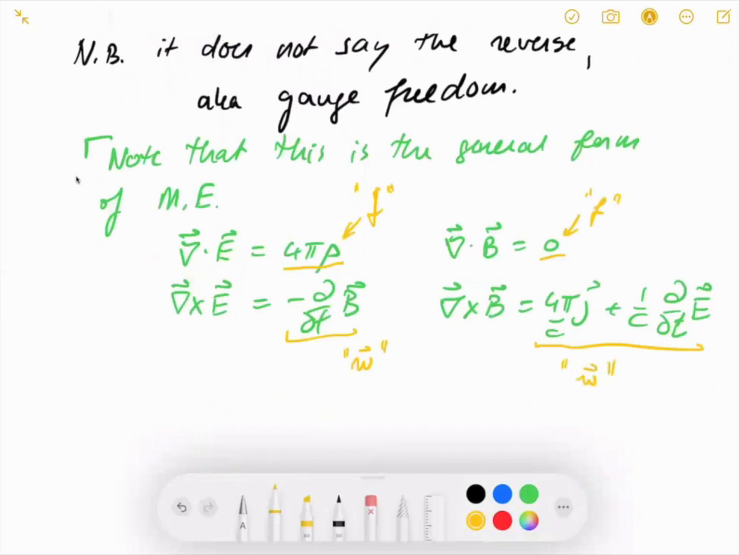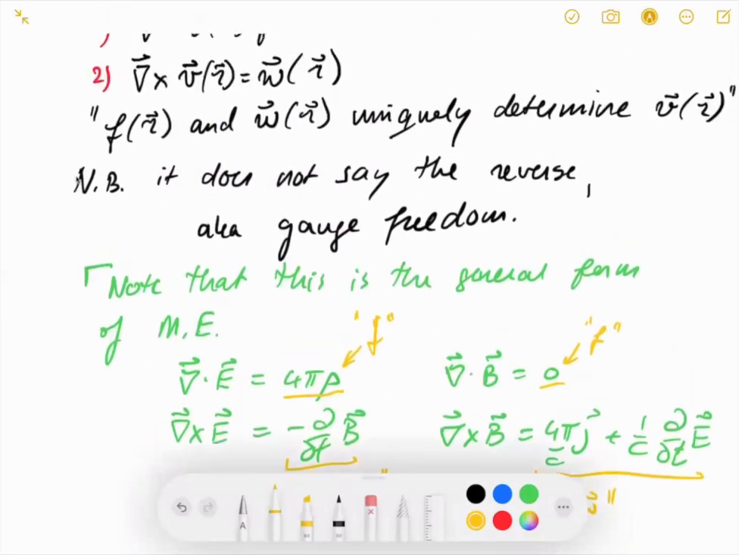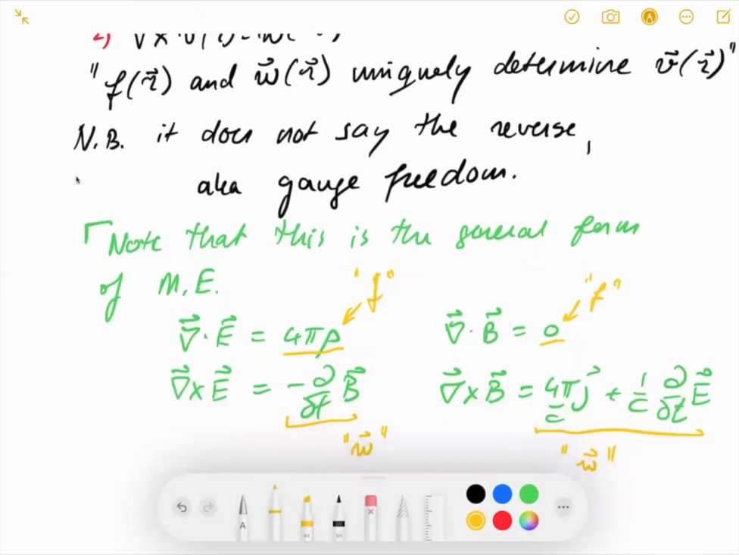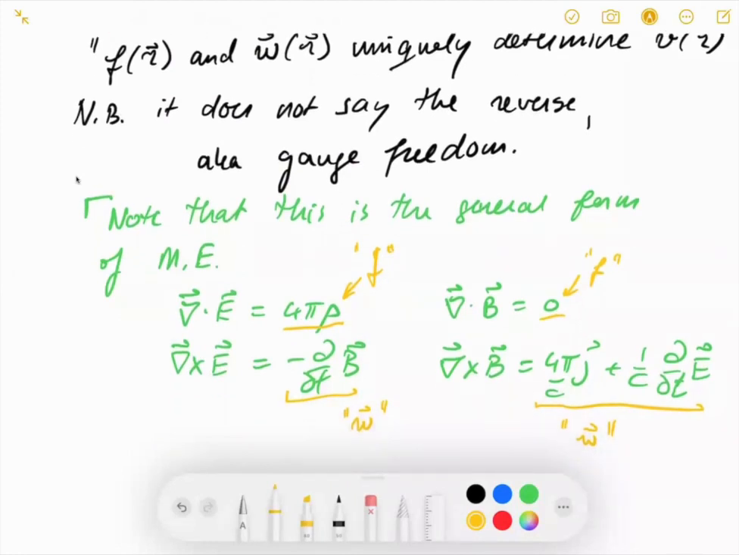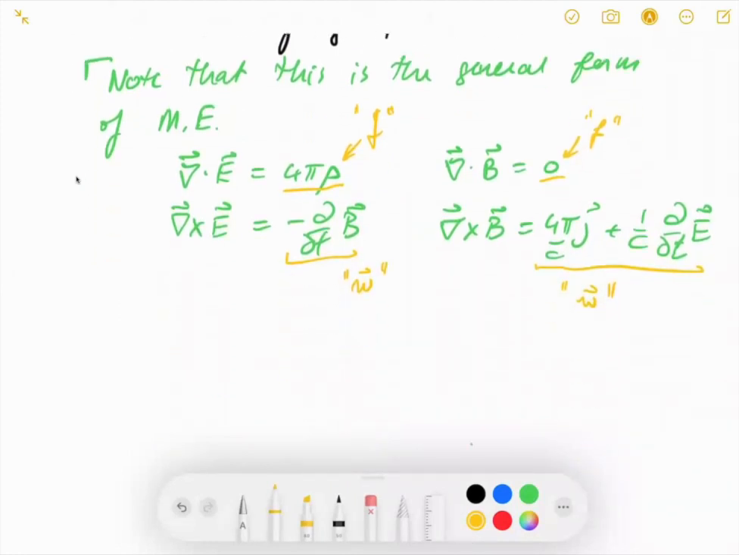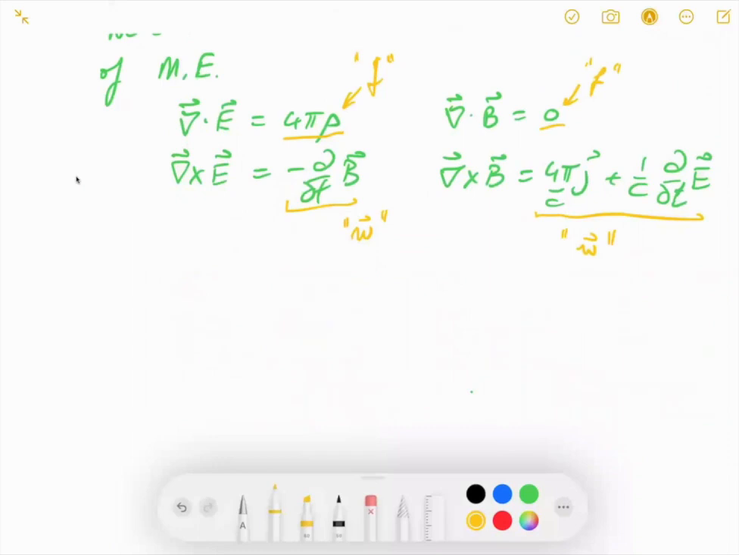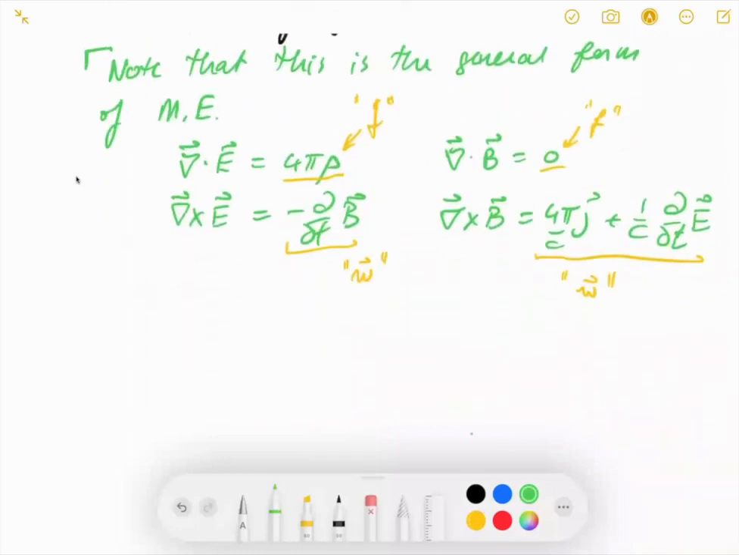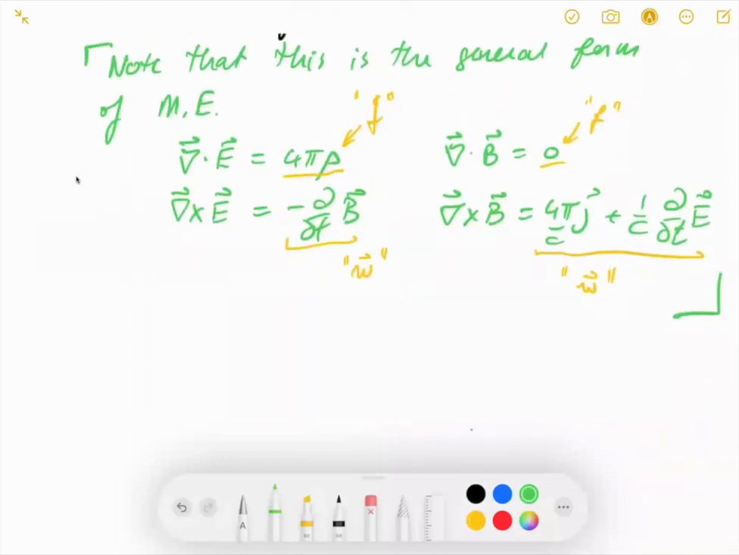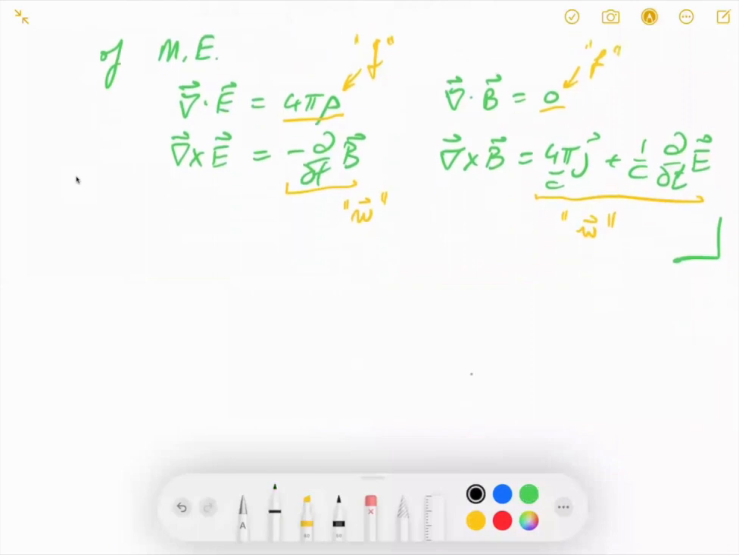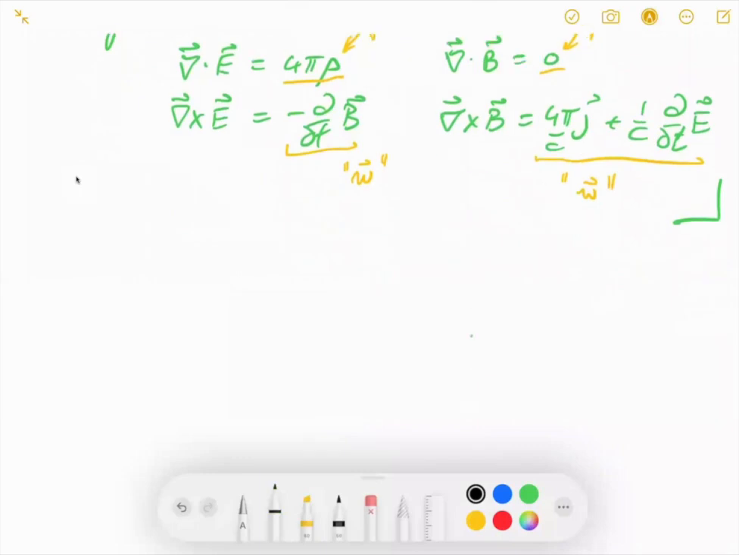All right, so what we're going to do is we're going to say, does it really make sense that the right-hand side here, which are the source terms, uniquely define the fields? And that's what we're going to do. So go back to this. So we're going to do this, but we'll do it as a demonstration of the reverse.